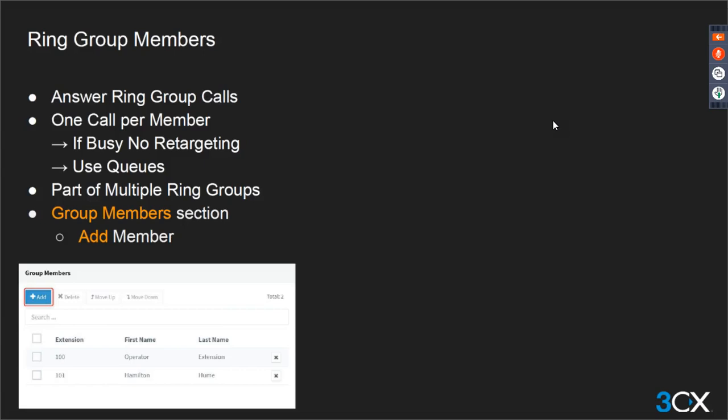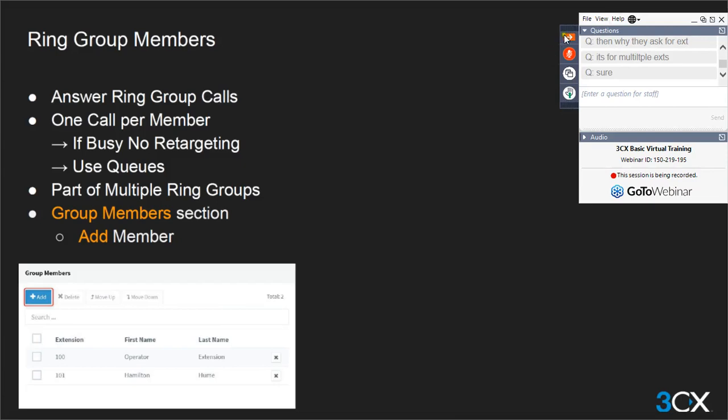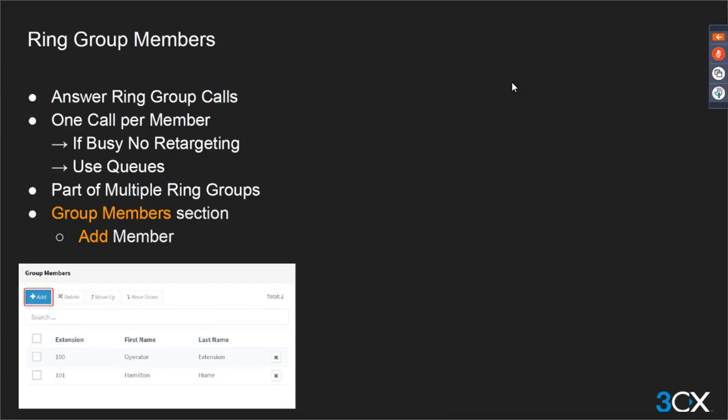Then the next page is just below when you go down. You select how many people, which agents, which users are effectively part of that ring group, and you click on add and start adding all the extensions in that ring group. Generally, these are just normal user extensions which are assigned to this ring group.